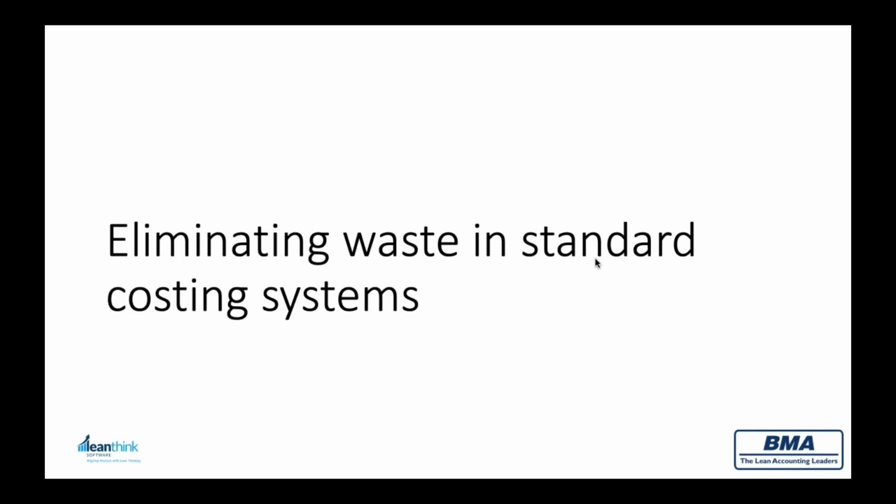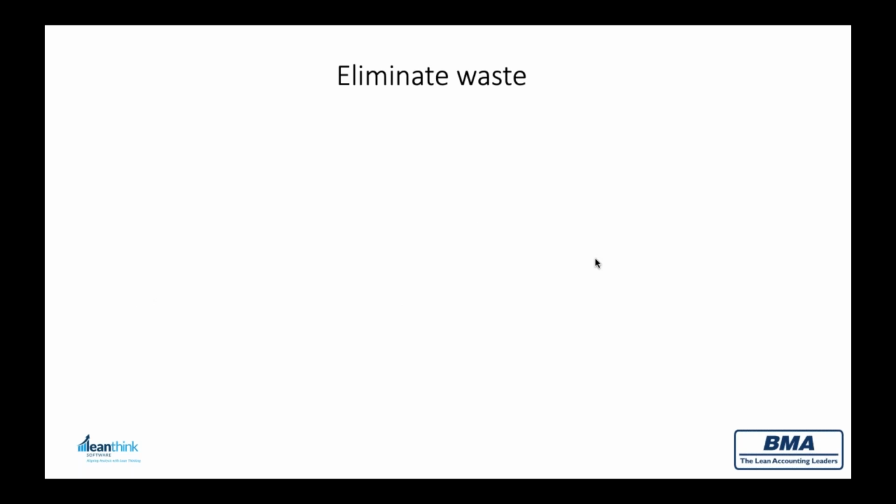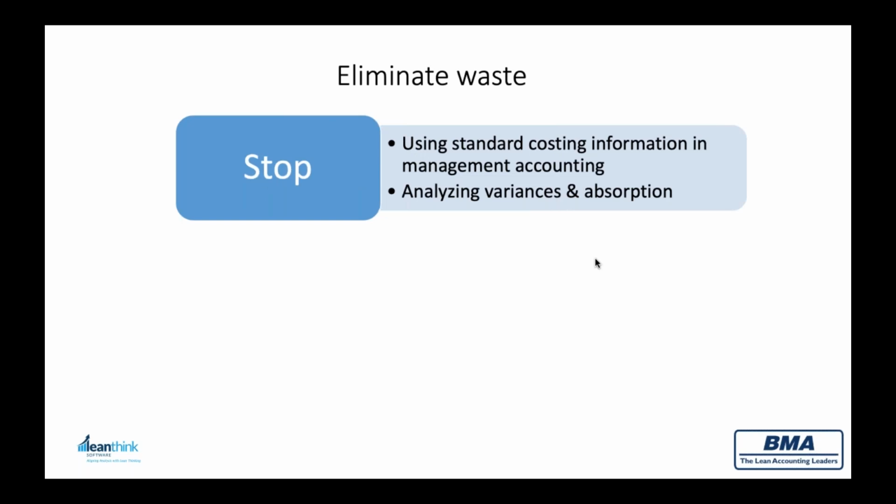First is eliminating waste in standard costing systems. This is the near-term future state. What do we want to do? What does this mean, eliminating waste? First, what we want to do is stop using standard costing information in management accounting. I mentioned that a few minutes ago. I'll probably mention it about 3 or 4 more times. We want a lean management accounting system that is standard costing free.